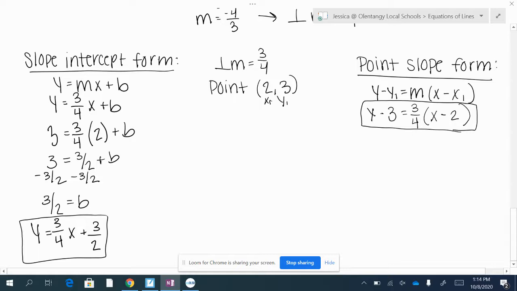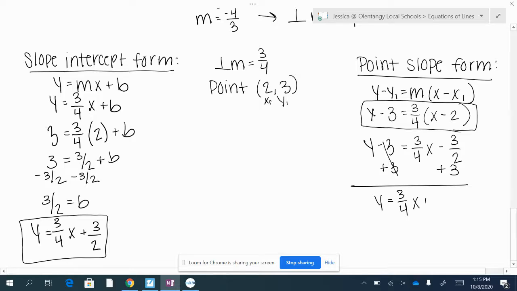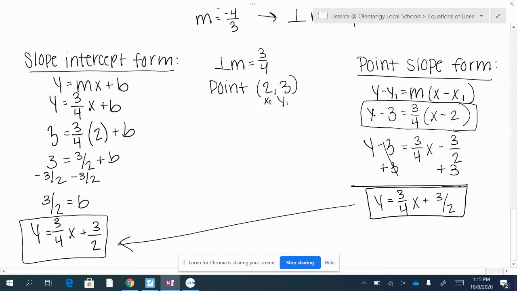If you wanted to, you can always go ahead and simplify, and you'll receive the slope-intercept form. So here, if I go to simplify, y minus 3 is equal to 3/4 x minus 3 halves, add 3, y is equal to 3/4 x plus 3 over 2. Which is the same that we received when talking about slope-intercept form.